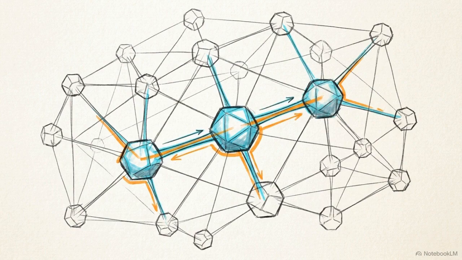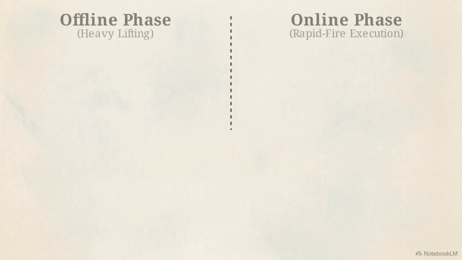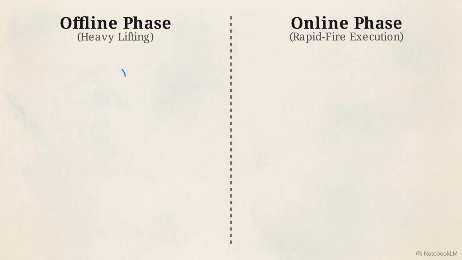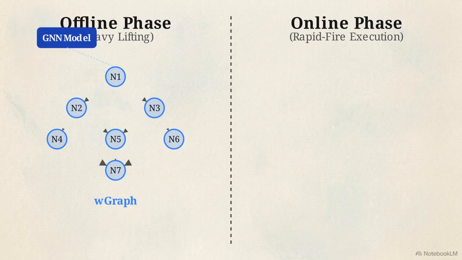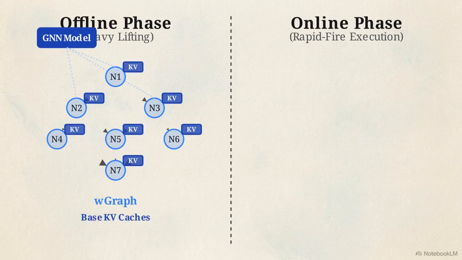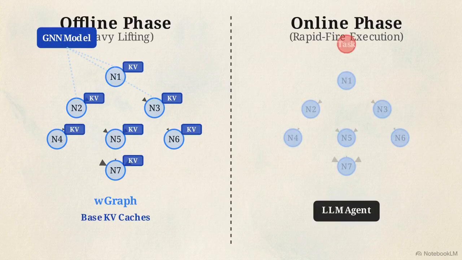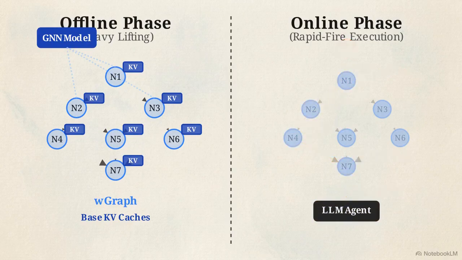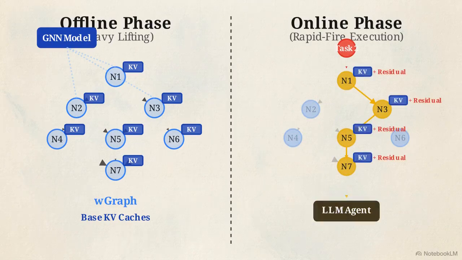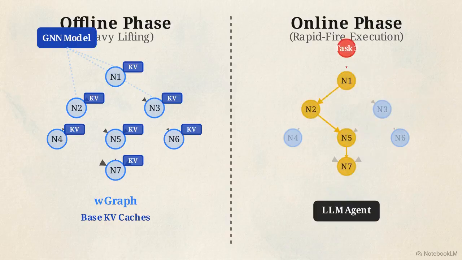To maintain serving speed, the architecture is divided. On the left, the heavy offline preparation: building the wGraph, training the GNN scorer, and precomputing all base KV caches. On the right, the online execution per query: augment the task node, generate the subgraph, apply the sparse residual, and serve the agent. Sequestering the graph unioning and precomputations into an offline phase is what allows the per-query workflow generation to execute in real time.